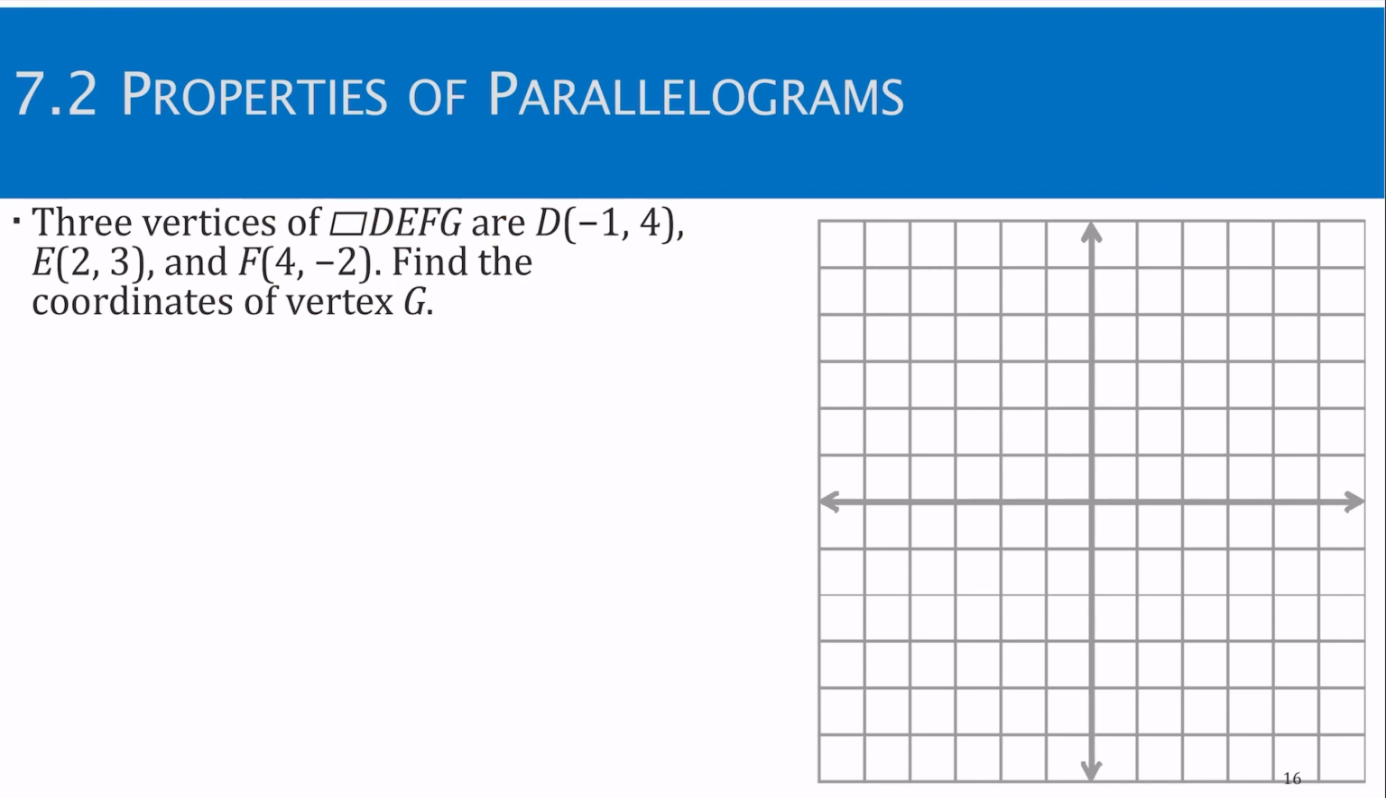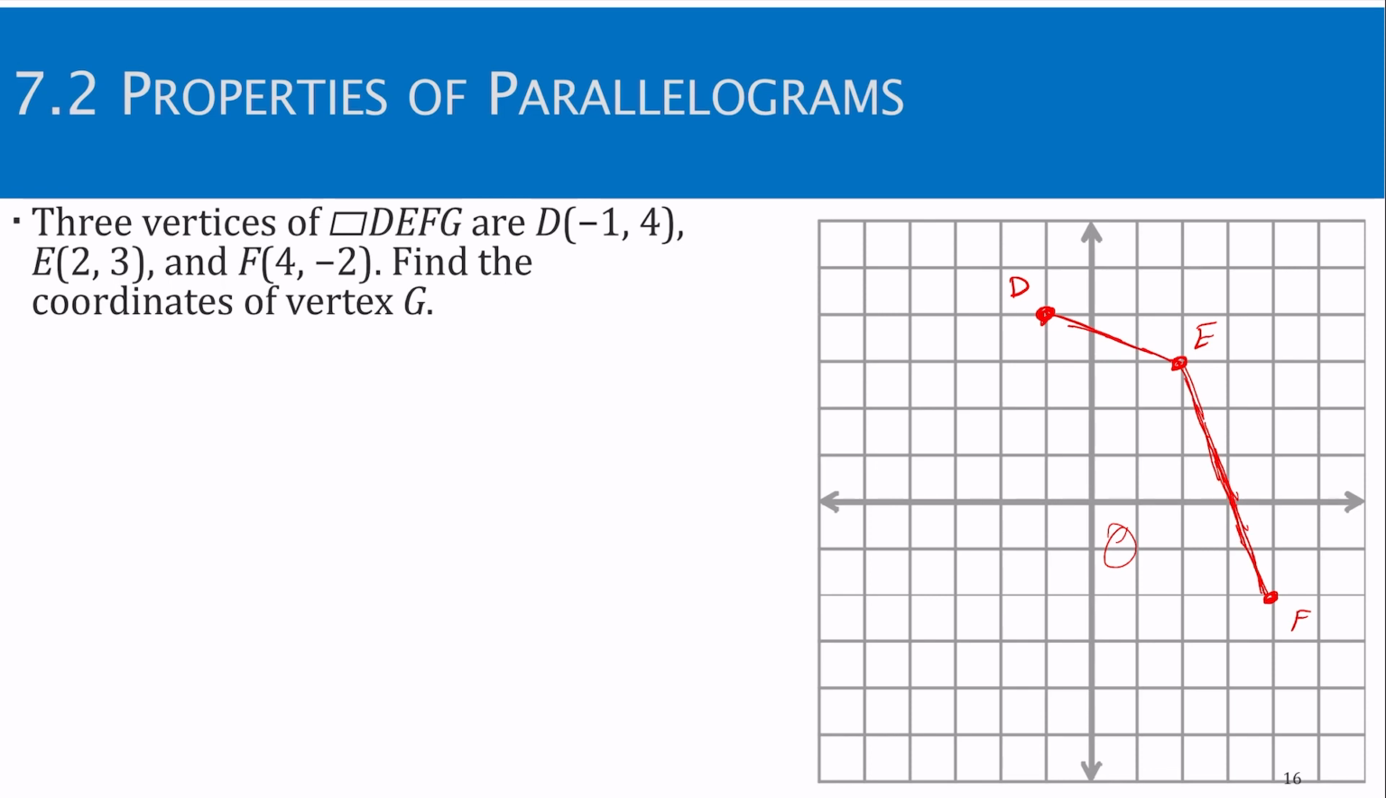Three vertices of a parallelogram are those. Maybe we should graph it. D is (-1, 4). E is at (2, 3). F is at (4, -2). Now we need to find G. We could draw some segments here. Now G is going to be somewhere in here. Just to figure out where.